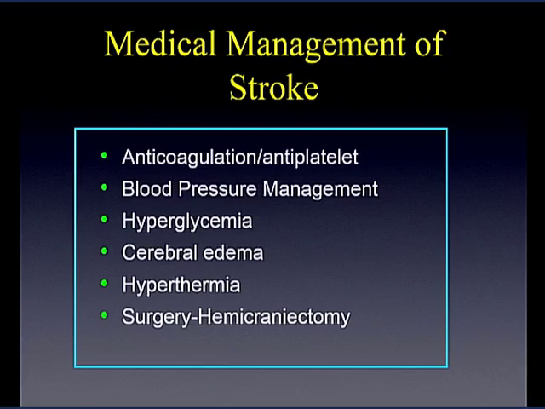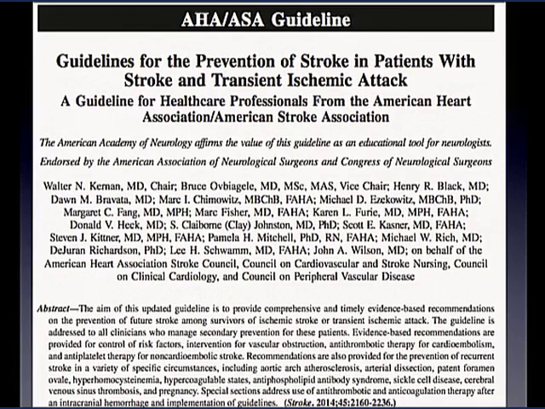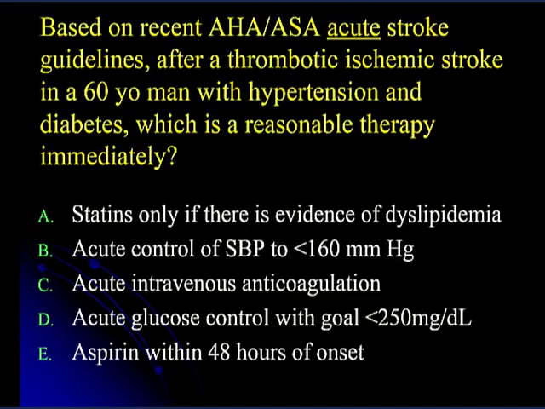So the other things we're going to cover in the medical management of stroke: the anticoagulation, which is always a big question, talking about blood pressure, hyperglycemia, and then cerebral edema, hyperthermia, and then surgery. So I'm going to refer you to Kernan's guidelines that came out in 2014, the ASA guidelines for the American Heart Association.